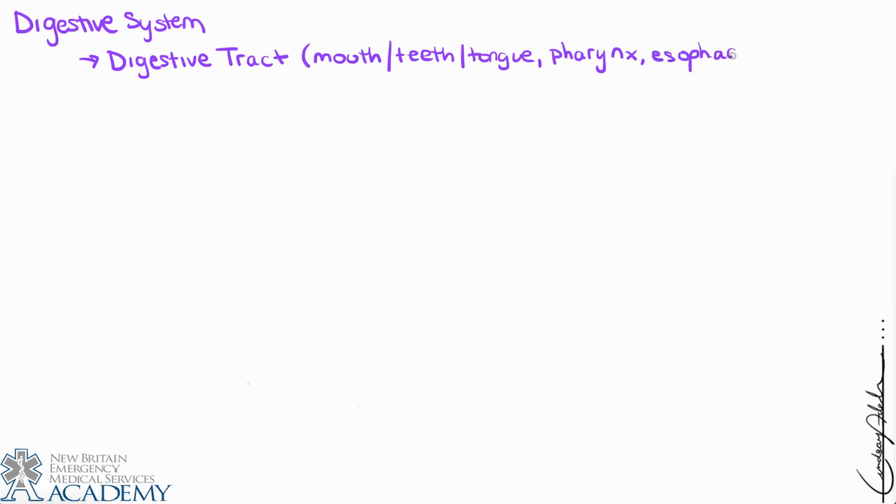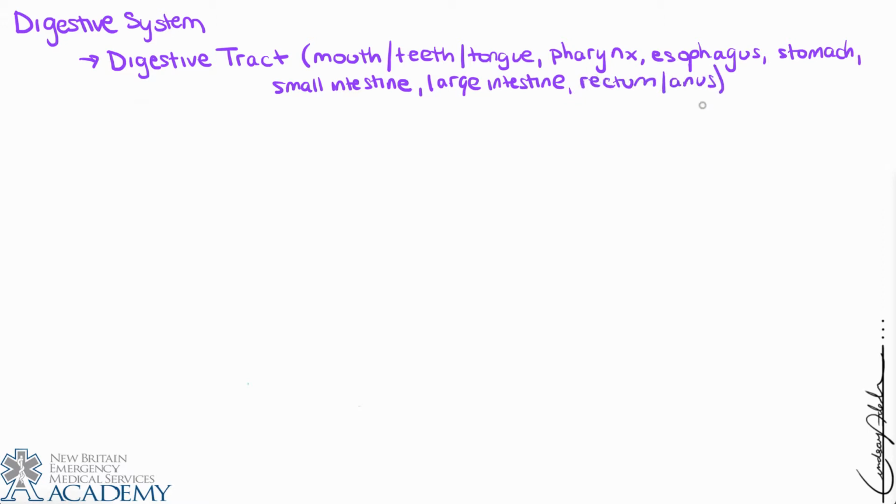So the digestive system is generally classified based upon the structures of the digestive tract and then the accessory organs. The structures of the digestive tract include the mouth, which also includes the teeth and the tongue, the pharynx, esophagus, stomach, small intestine, large intestine, and then rectum and anus. And the accessory organs are the salivary glands, the gallbladder, the liver, and the pancreas.